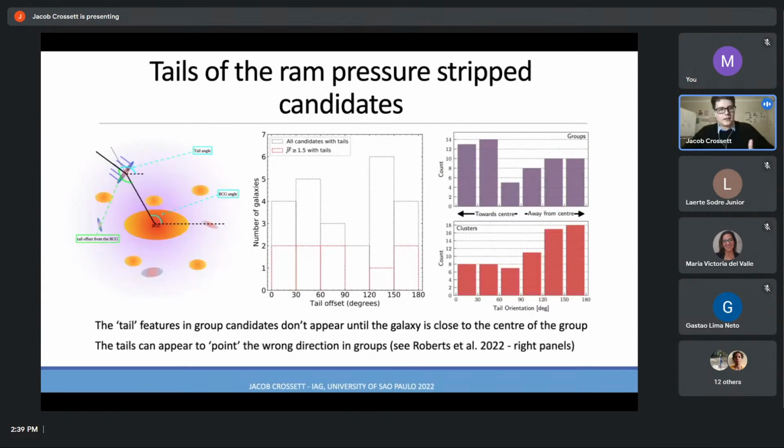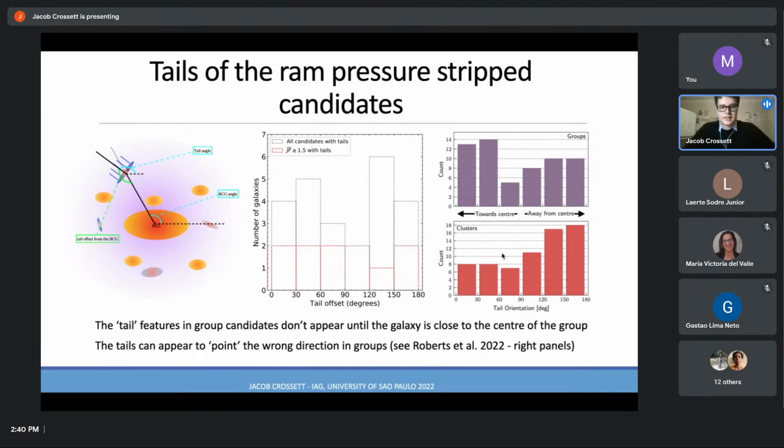Now, an interesting result that goes with this is if we look at the tail angles. If we look at the debris behind the galaxies as they fall into the cluster, we can figure out when they might have experienced this RAM pressure stripping. When we talk about a tail angle, I've got a little schematic here on the left, which shows this tail offset from the BCG, where 180 degrees is a tail pointing directly away from the center of the group, and a tail offset of 0 degrees is pointing directly towards the group.